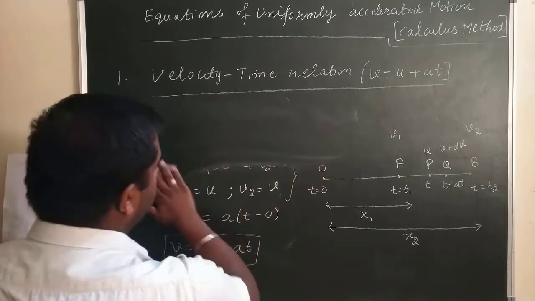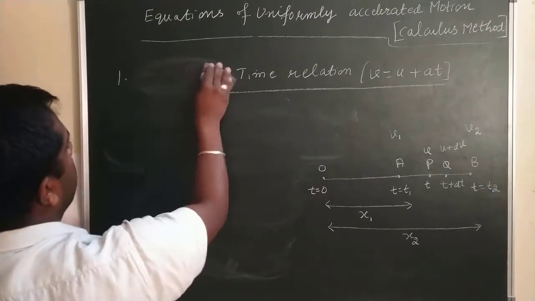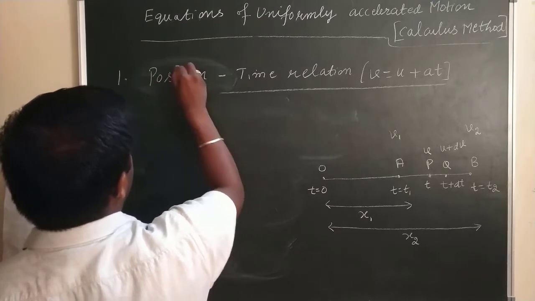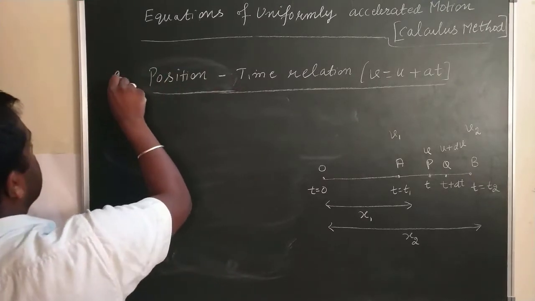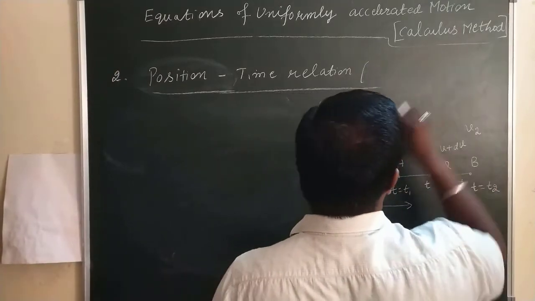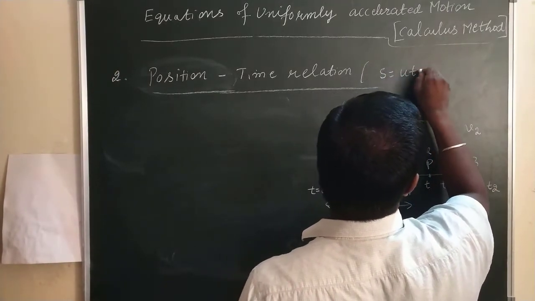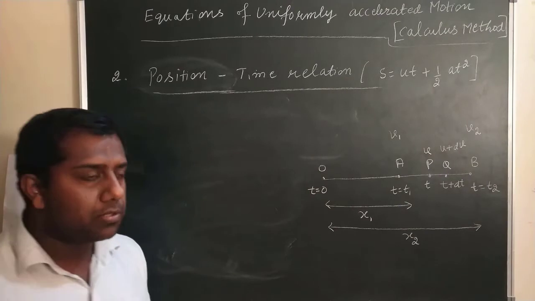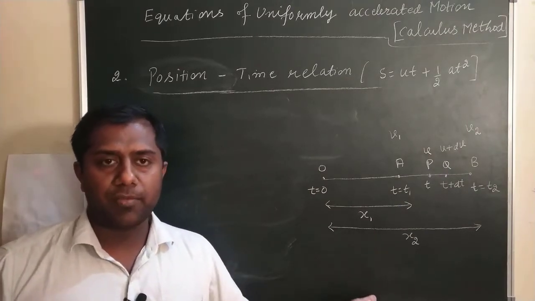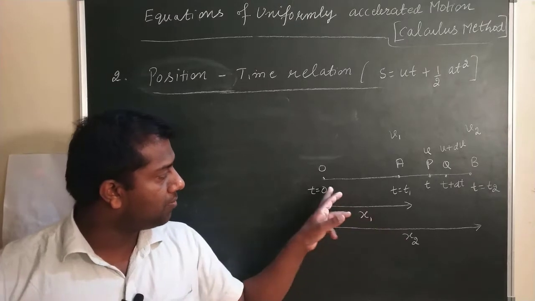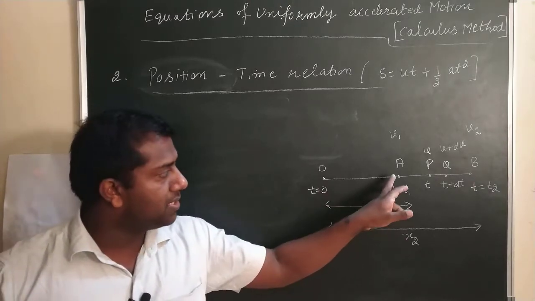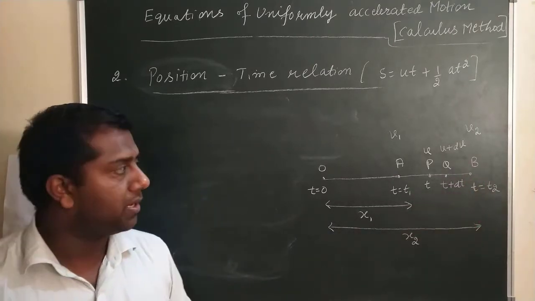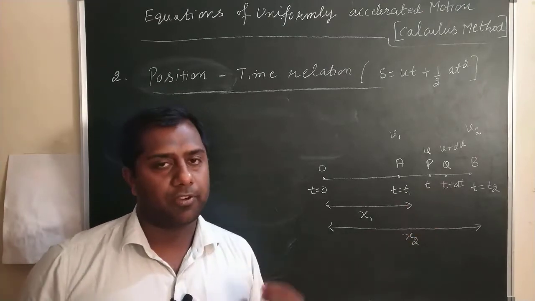Next is the position time relation, and this is the second equation, and the relation is s is equal to ut plus half at square. Also in this diagram we will use the same diagram. So we have the same diagram. Particle starts from the point O, it reaches the point A after the time t1, and after time t2 it reaches a point B. So we have taken a small interval for the calculus method.